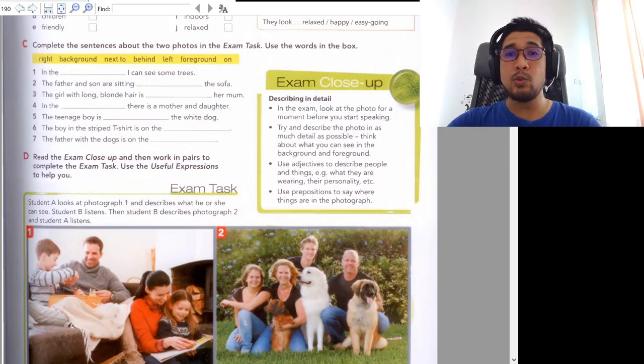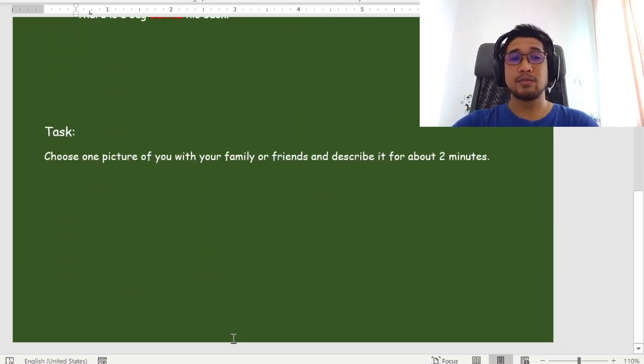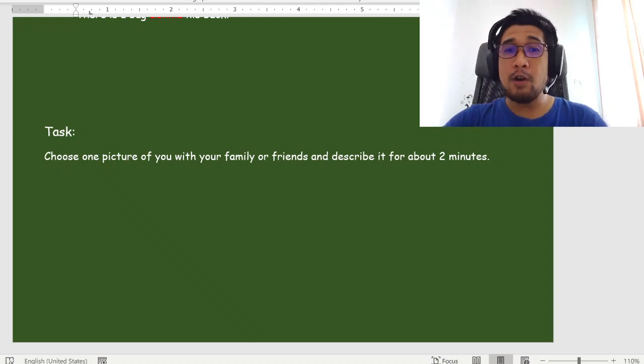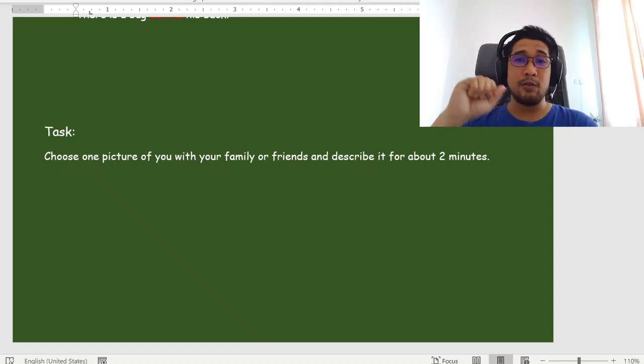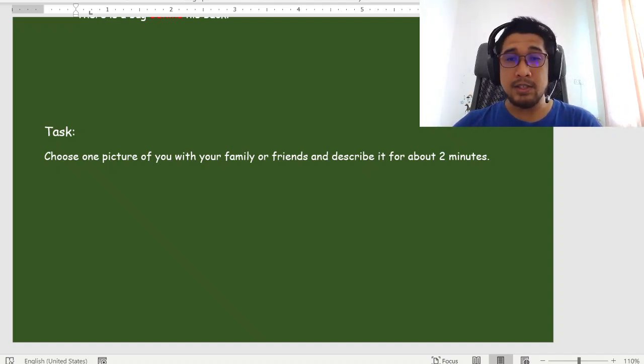Now we move on to the next activity, which is your task for today. Tugasan, task. Okay, what you need to do is choose one picture of you with your family or your friends and describe it for about 2 minutes. Okay, so a picture, just one picture. Either the picture has your family or your friends, and you can use the tips that we have discussed earlier to describe it.